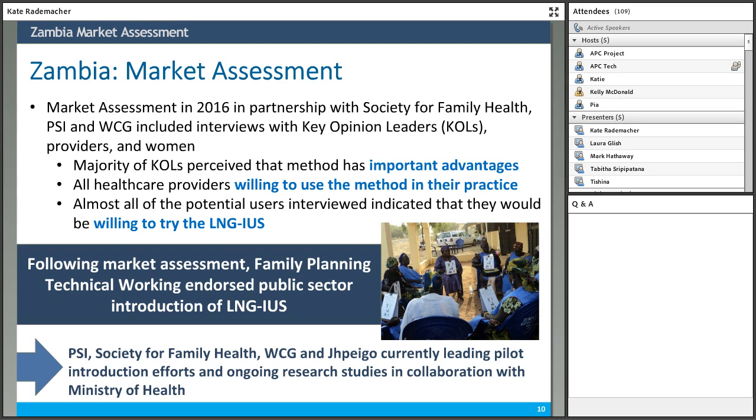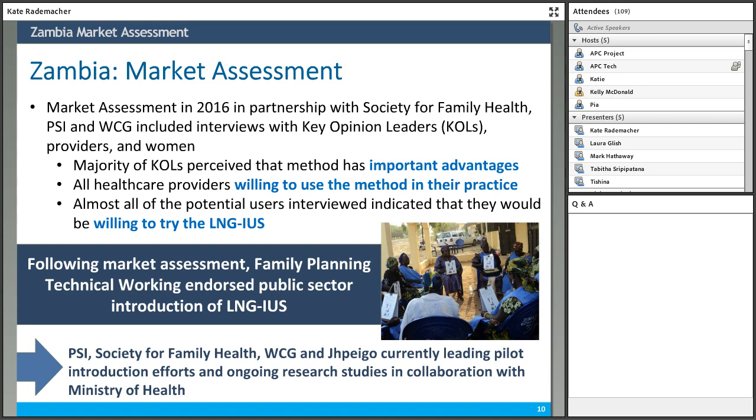In partnership with PSI, WCG, and Society for Family Health, FHI 360 also led a market assessment in Zambia in 2016. This market assessment included interviews with key opinion leaders, healthcare providers, and potential users, including women who are currently using other LARCs, short-acting methods, or no method at all, as well as postpartum women. All three of the groups that we interviewed identified important advantages of the method and expressed interest in its introduction.